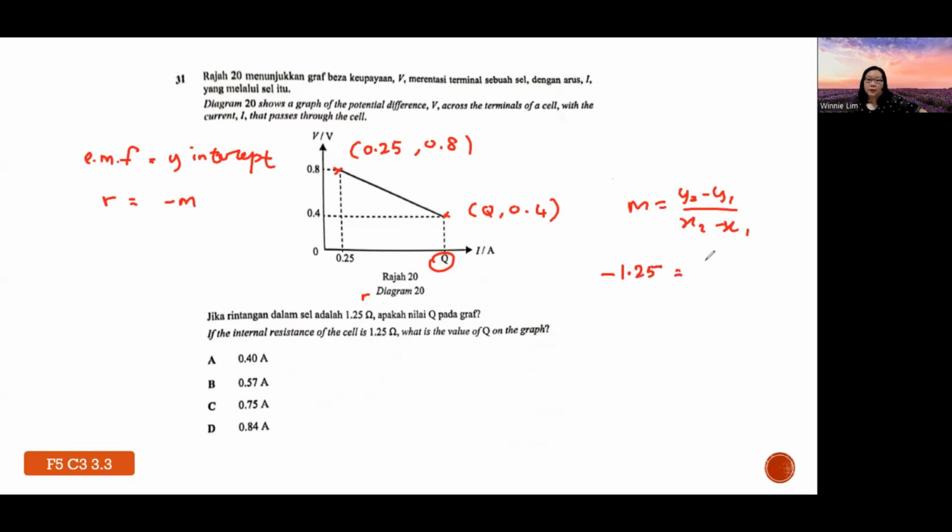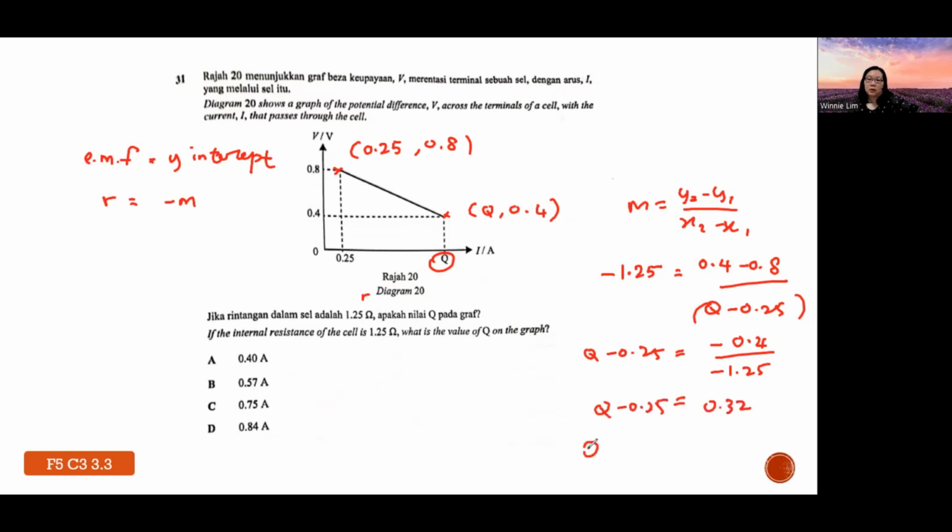Okay, and then you have 0.4 minus 0.8 over Q minus 0.25. So I will bring this whole thing up first. So Q minus 0.25. Then you have negative 0.4 divided by negative 1.25. Okay, then you slowly press the calculator, you get 0.32. And finally, Q equals 0.32 plus 0.25. And then you will get the answer as 0.57.